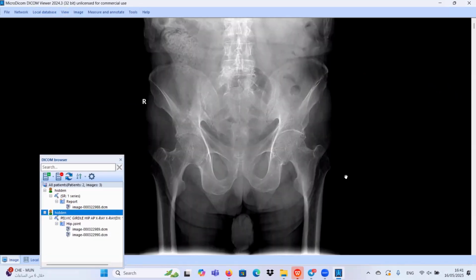Complaining of lower back pain, and the clinician is suspecting sacroiliitis. Sacroiliac joint abnormality. Okay.